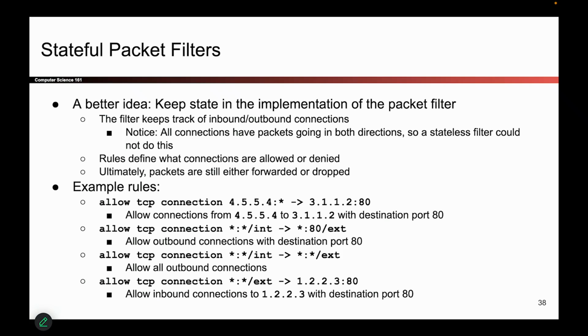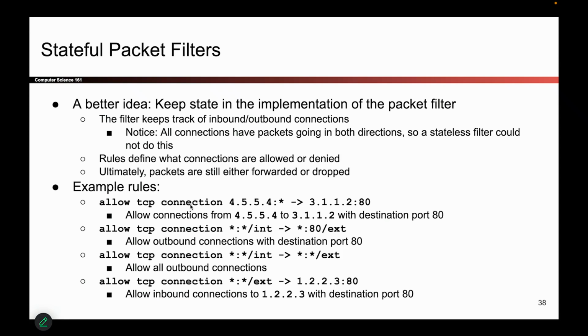So the stateful packet filter might have a little table remembering what connections are currently active. It seems like these two people are talking, and these two people are also talking, and these two people are also talking. And then when packets are sent, we can use rules to decide what connections are allowed or dropped. So now that we're keeping track of this big table of active connections, we can write more complicated rules like this.